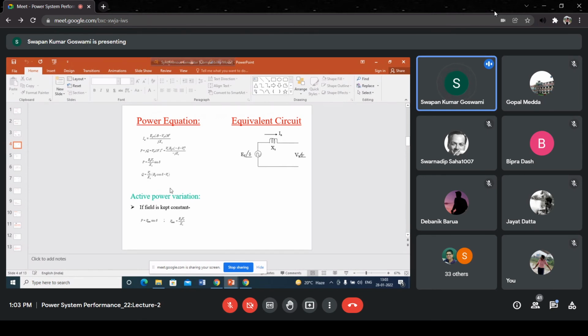So, power delivered is positive here, and that is EF Vt by Xs sine delta for active power, and for reactive power Vt by Xs EF cosine delta minus Vt. All right. Any question up to this?